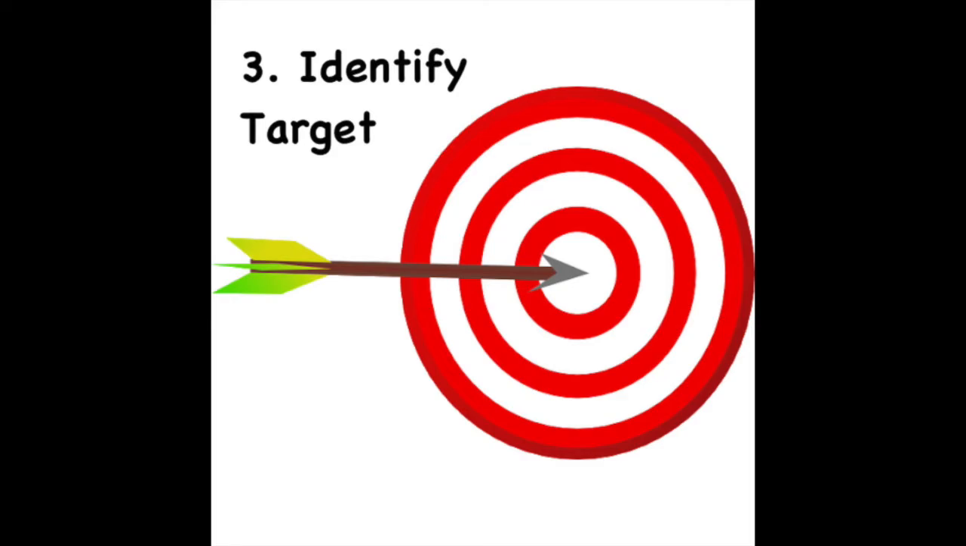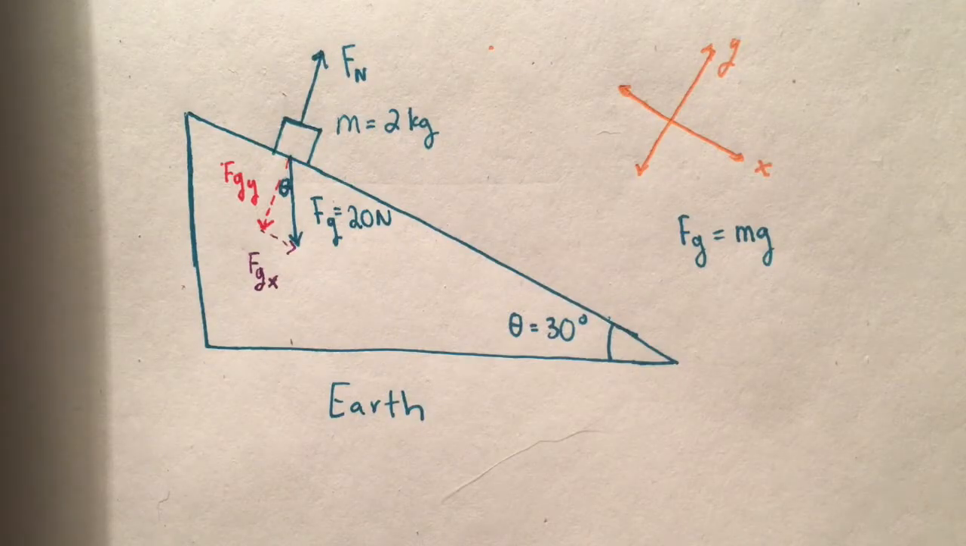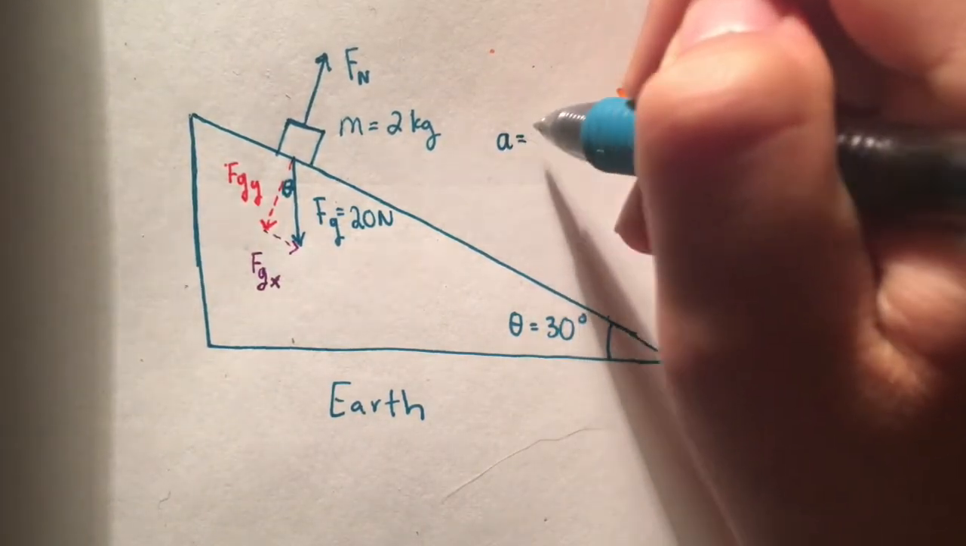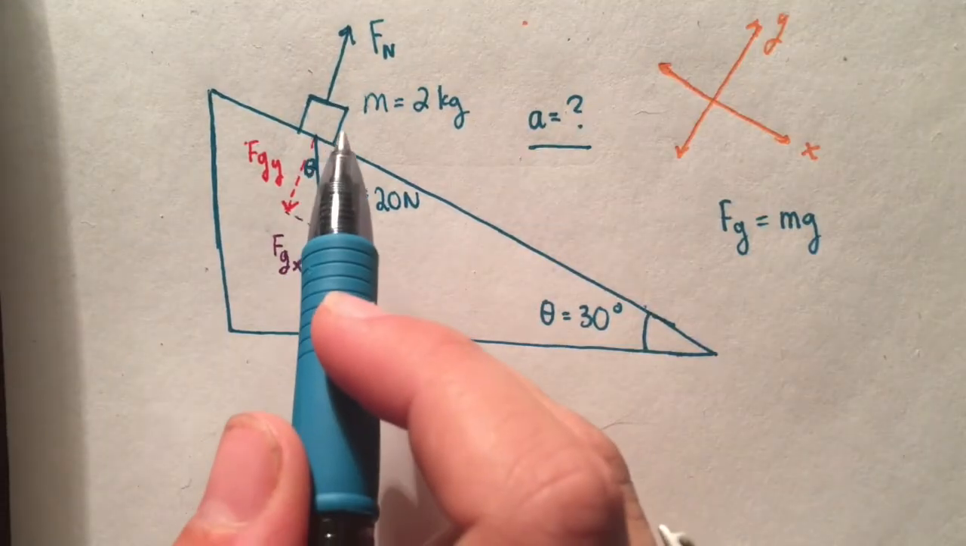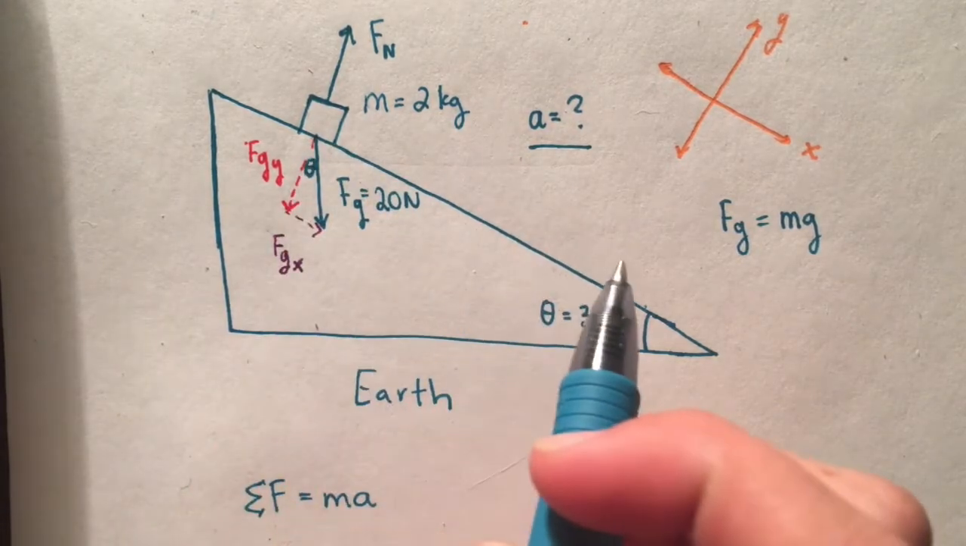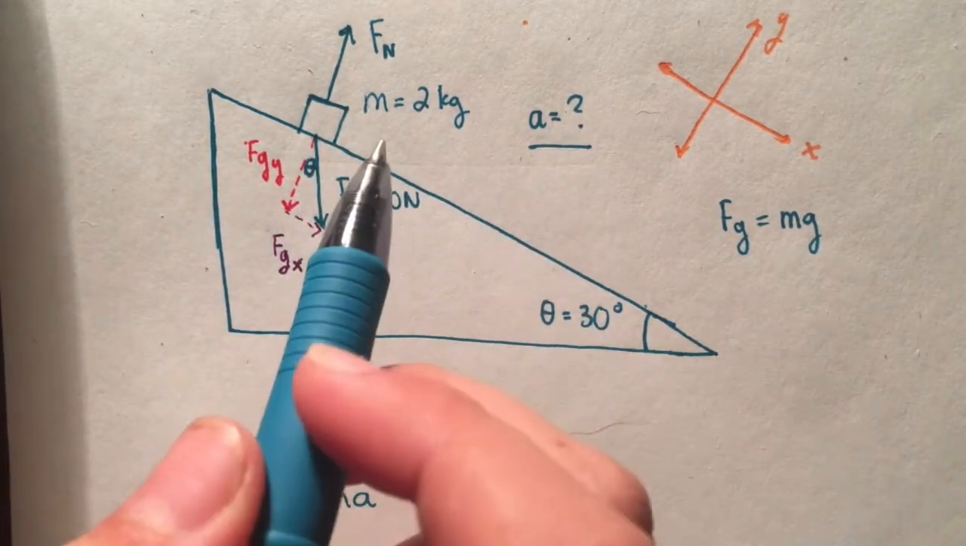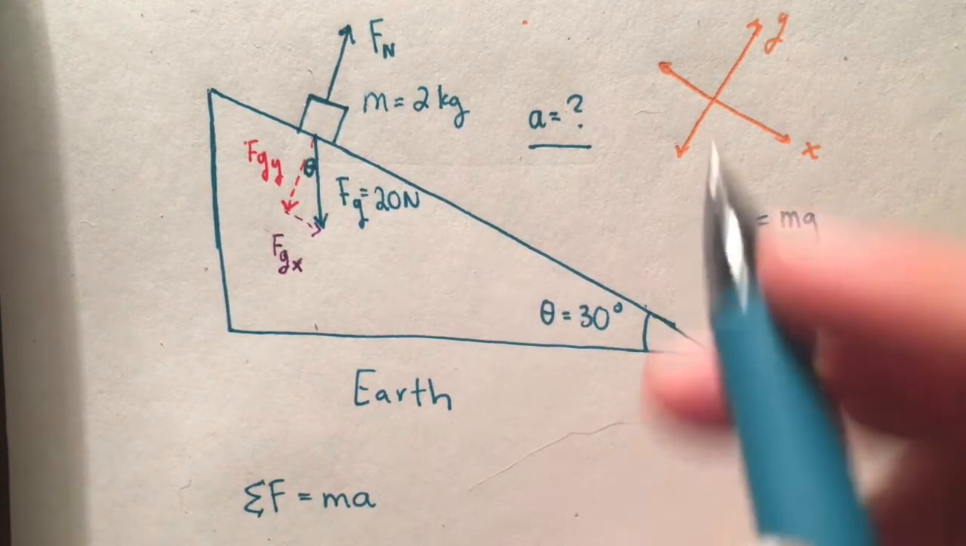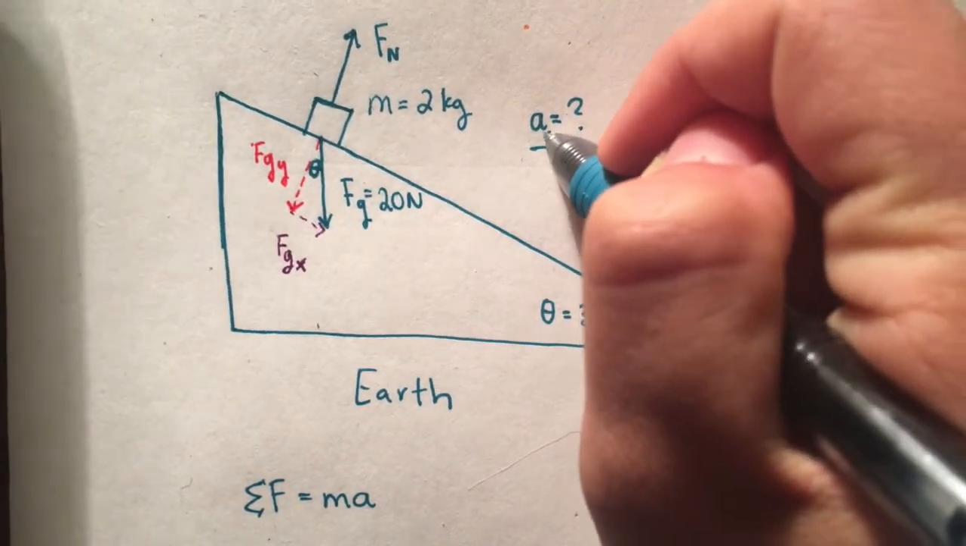What is our target? Part A asks us to find the acceleration of the block. Our target is a equals question mark. The block is moving down parallel to the plane in this direction. This direction is our positive x-axis. So really, we're looking for our acceleration in the x direction.